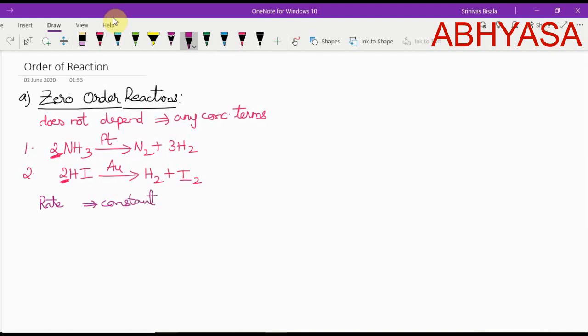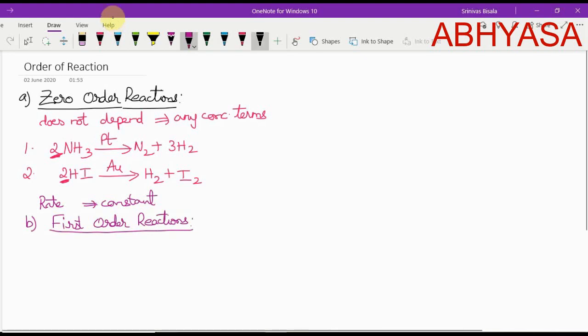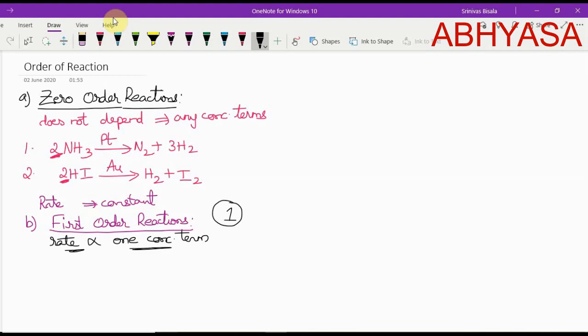Now let's understand the second type, that is the first order reactions. And the majority of the numericals in this chapter are connected with this first order reaction only. So what are first order reactions? These are the reactions in which the rate of reaction depends upon one concentration term. Means the sum of the powers of the concentration terms should be equal to 1. It means the rate of reaction depends only on one concentration term.